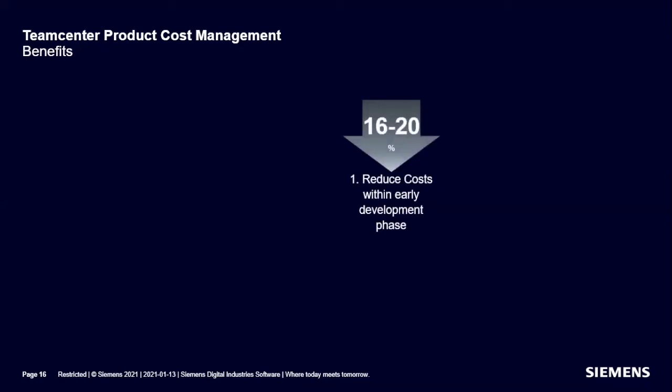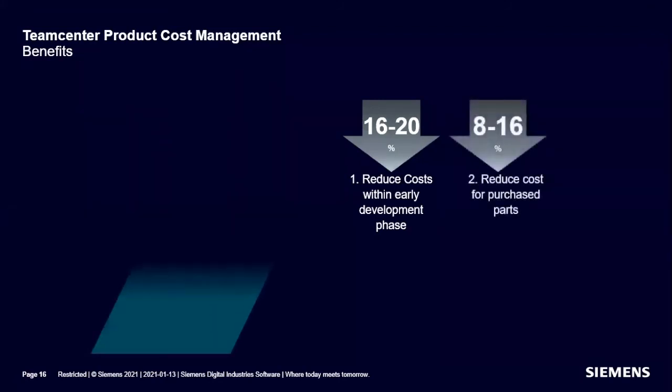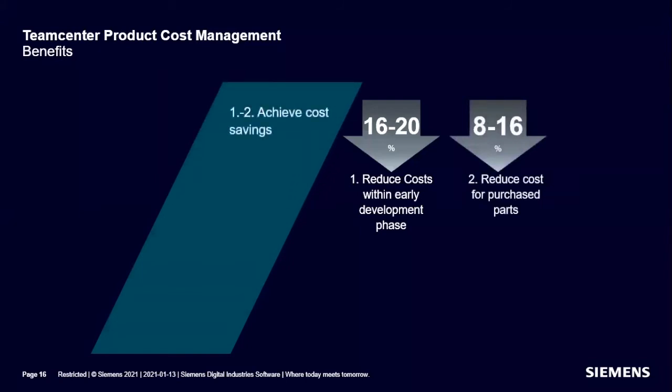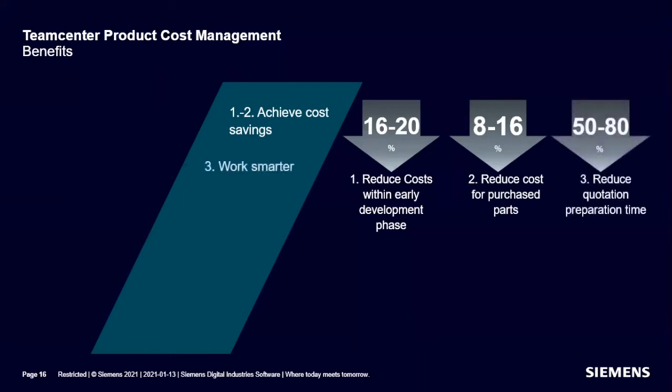Obviously, most of you in this webinar are using this tool today, which can obtain up to 16-20% of cost reduction within the early development phase. Applying the best substance, applying the best manufacturing, doing some cost engineering and value engineering exercises, reduce cost for purchase parts. And also you are able to work smarter, which will reduce the quotation preparation time in case you want to use this to quote to customers.